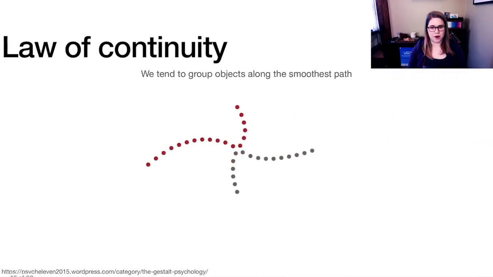There's the law of continuity, and I think this is an interesting one because this is fighting between the law of similarity and the idea of reification. So we tend to group objects along the smoothest path. So we might group these objects together because they're along a smooth path, and these objects. But I think that this is fighting with the color, where I can see objects are grouped also by color, and so that might not be the very smoothest path, but the color draws them together for me for that law of similarity.